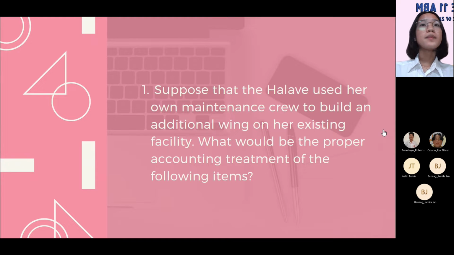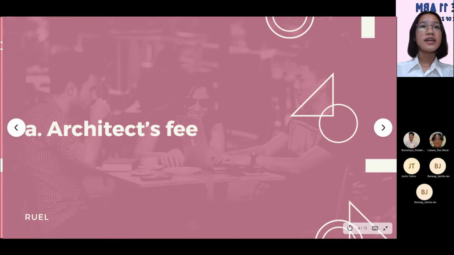Number 1. Suppose that Halave used her own maintenance crew to build an additional wing on her existing facility. What would be the proper accounting treatment of the following items? Letter A. Architect's fee. Halave wants to create another route to her existing facility with the support of her maintenance crew, which implies that they will construct a valuable asset that will be part of the company's economic resources.